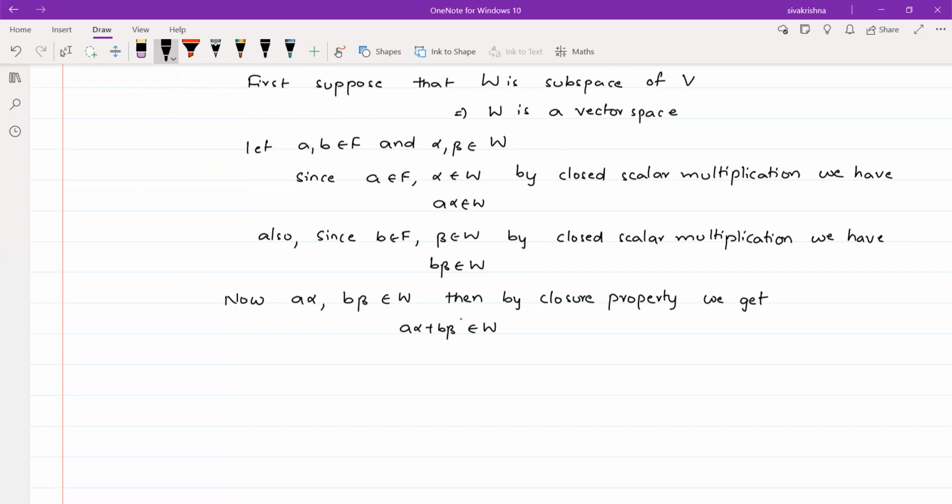Okay, so after that, we have to suppose the condition that we have proved now, and prove that W is a subspace of V. That is the converse part. Okay, so now I am supposing that.